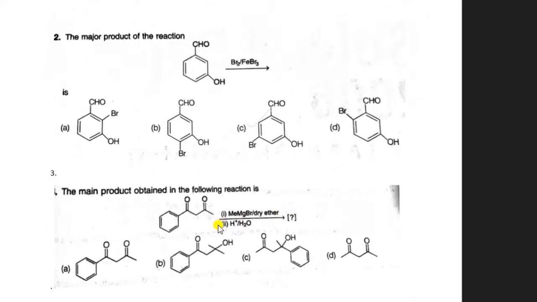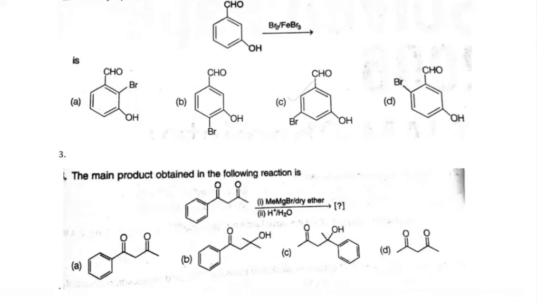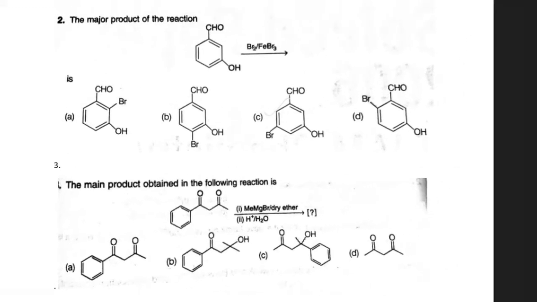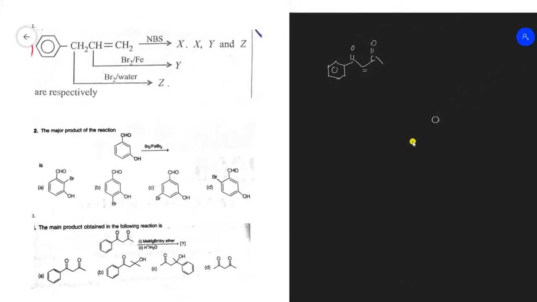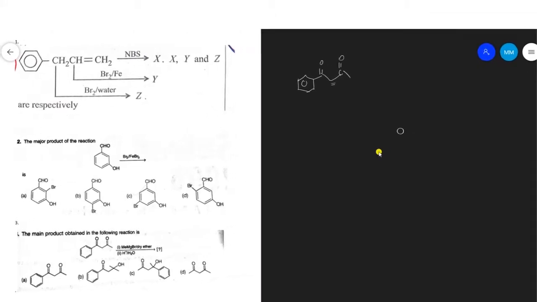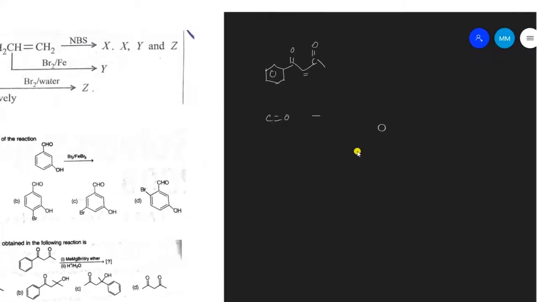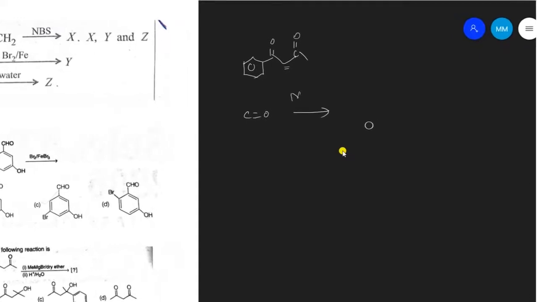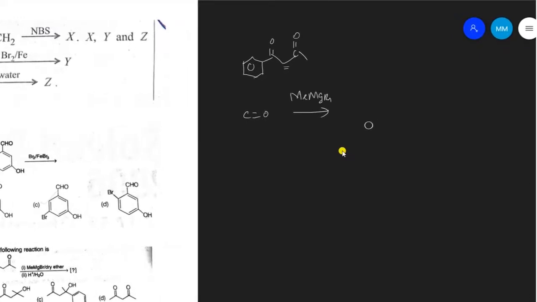Next one: the main product obtained in the following reaction. The given compound is treated with methyl magnesium bromide in dry ether, followed by hydrolysis. What is the product? In the given compound, this methylene group is flanked by two active carbonyl groups, so it is very active. The concept is, when a Grignard reagent is treated with a carbonyl compound, we get either a secondary alcohol or a tertiary alcohol.